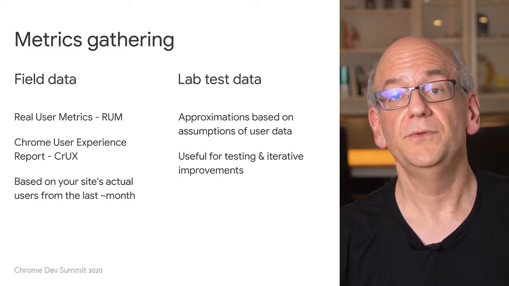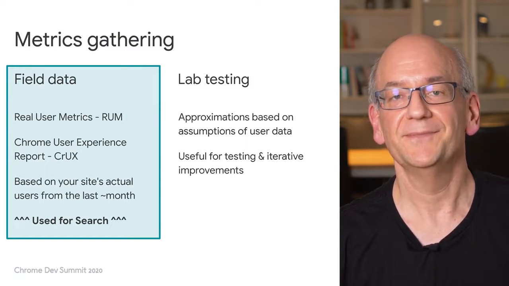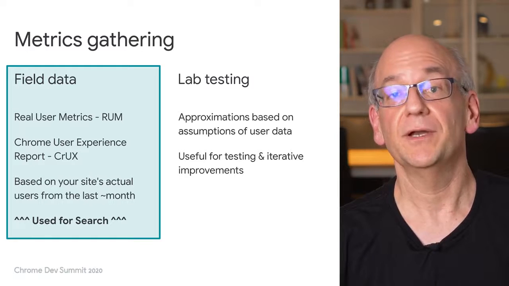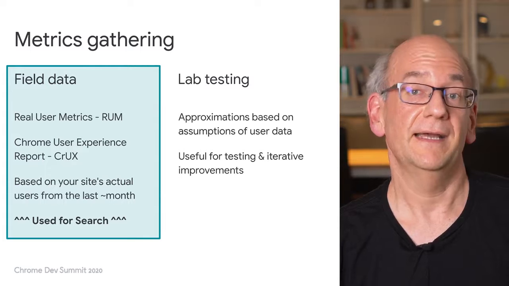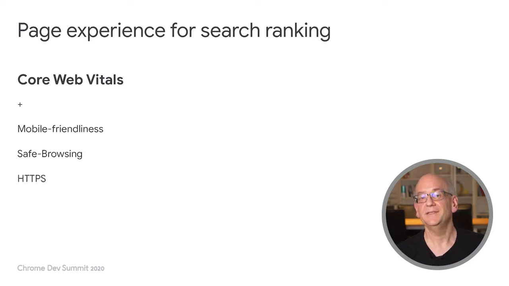For search rankings, we use field data as this is what your site's users have experienced over time. This makes the data more representative for your site, taking into account where your users are located and how they access your website. The Core Web Vitals metrics are then combined with other signals for search. We call this combination the page experience ranking factor. The additional signals are mobile friendliness, safe browsing, HTTPS security, and compliance with our intrusive interstitial guidelines.